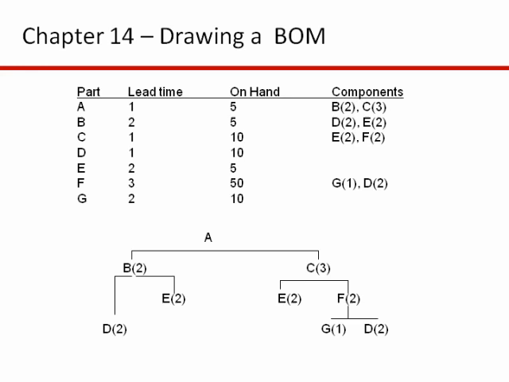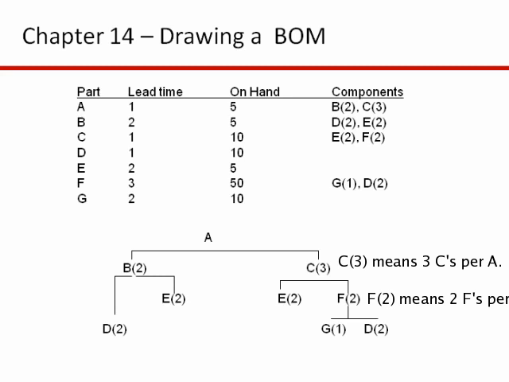So this C3, all right, this C3 means 3 C's per A, okay? This F2 down here means 2 F's per C, okay? So if I need 3 C's per A, and if I need 2 F's per C, then how many F's do I need per A? Well, I'm going to need 6, right?